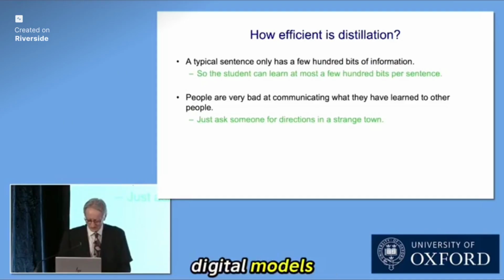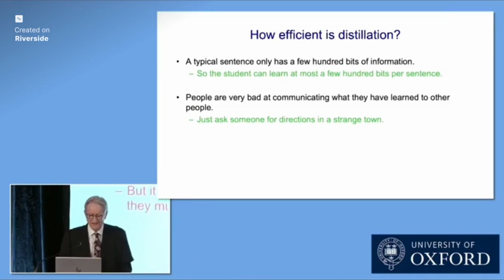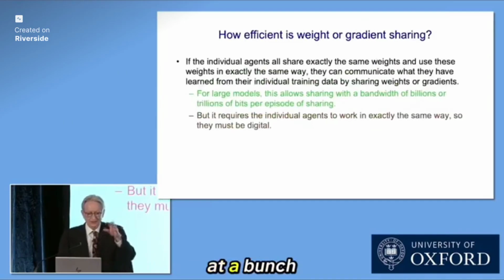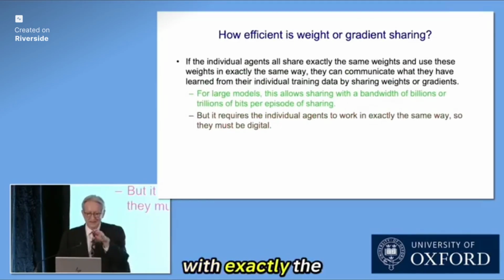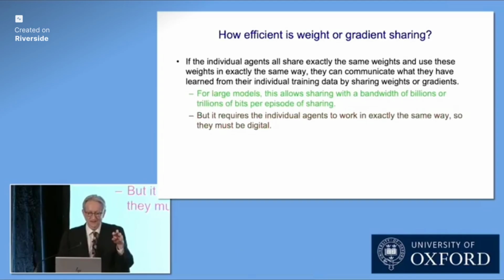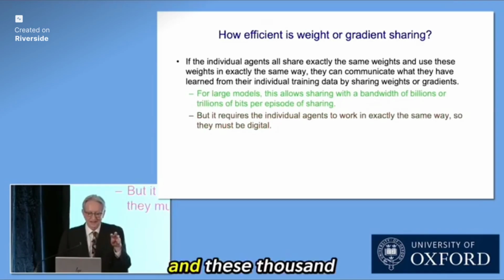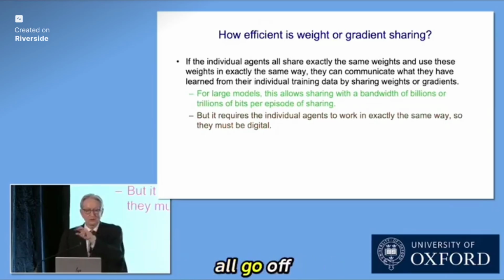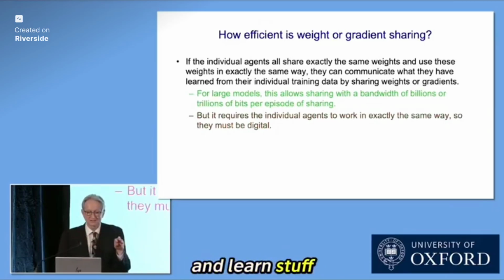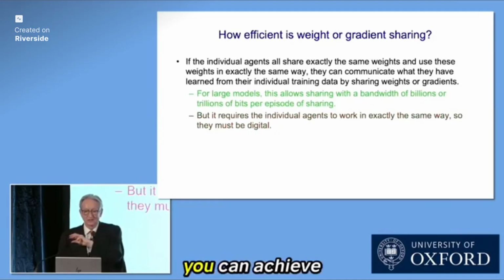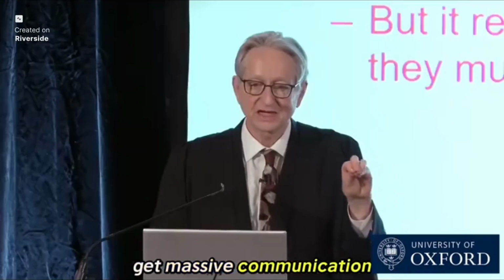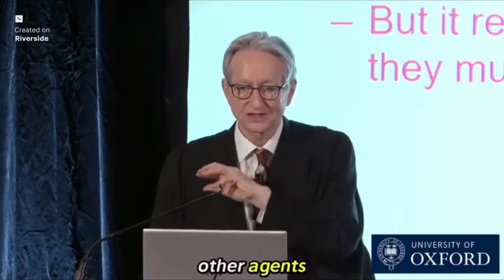But if you take these big digital models, if you look at a bunch of agents that all have exactly the same neural net with exactly the same weights, and they're digital, so they use those weights in exactly the same way. And these 1,000 different agents all go off and look at different bits of the internet and learn stuff. And now you want each of them to know what the other ones learned. You can achieve that by averaging the gradients or averaging the weights. So you can get massive communication of what one agent learned to all the other agents.